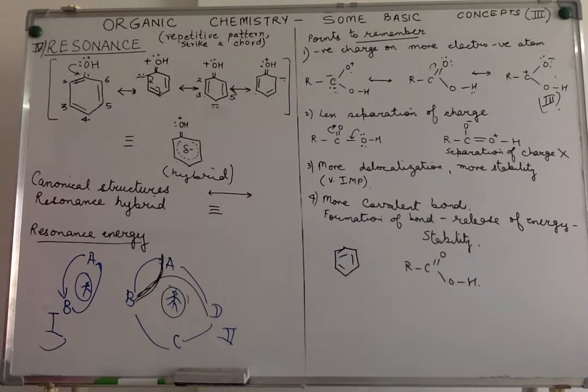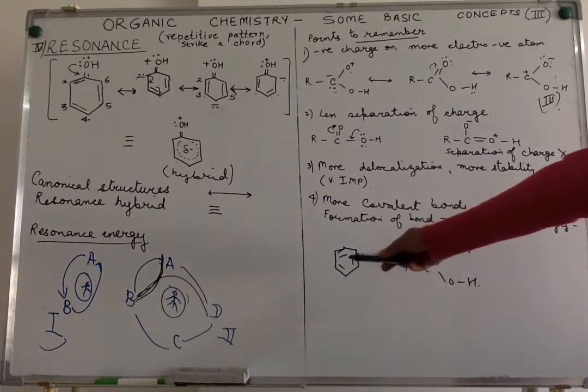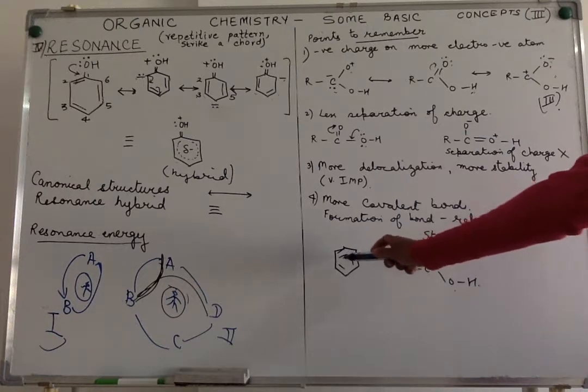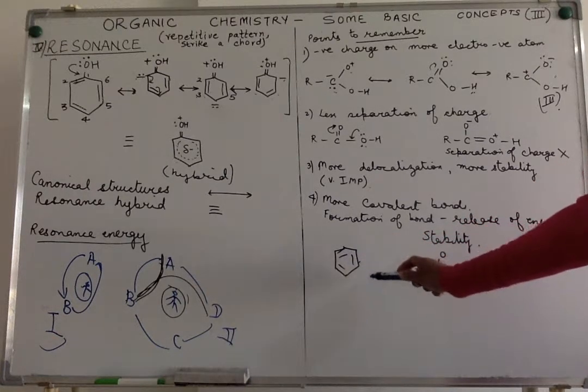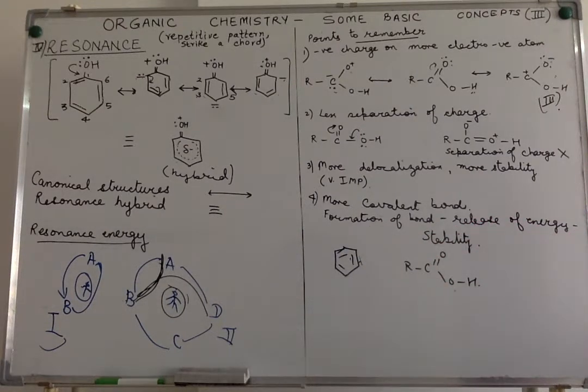So more the delocalization, more the stability. More the delocalization, more the number of canonical forms. Greater the number of canonical forms, more is resonance. Greater the resonance, lesser will be the reactivity. Last but not the least, more number of covalent bonds. Very simple. I've taken an example of benzene and carboxylic acid. Here, if you have a greater number of double bonds, it means the chances of the electrons changing positions is higher.